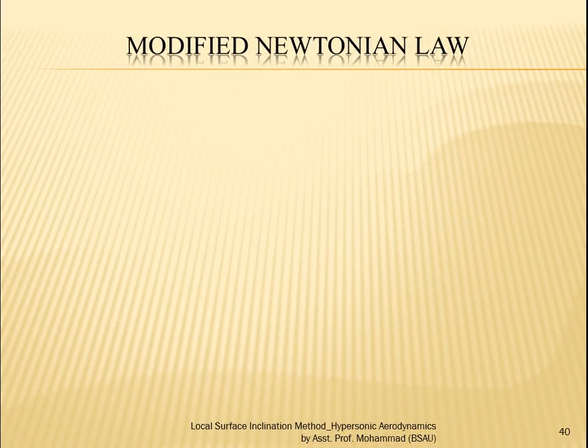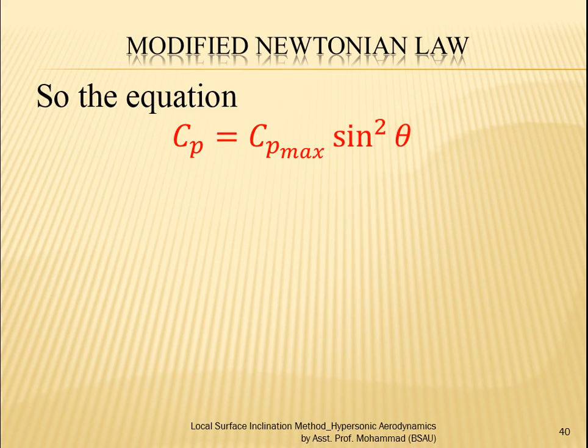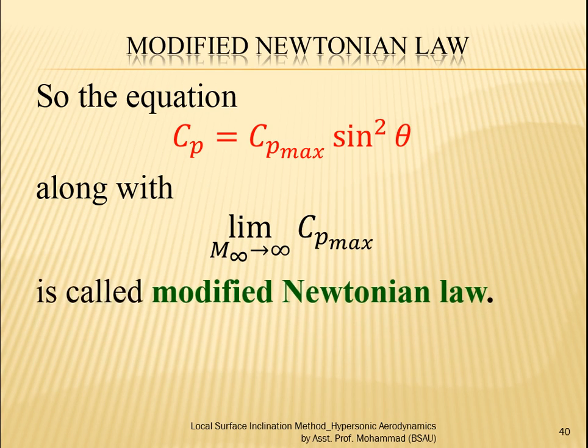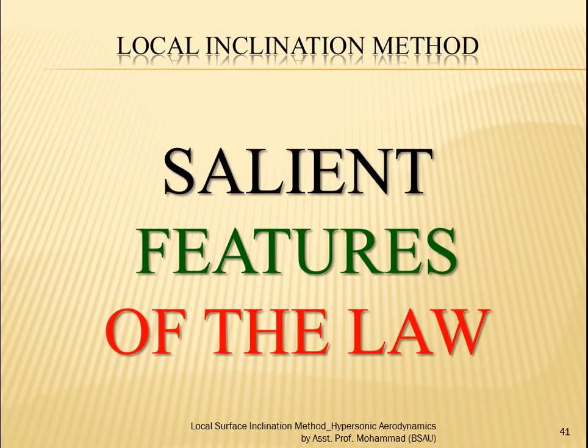Now the modified law can be summarized in a very short sentence. The equation Cp is equal to Cp max sin square theta, along with Cp max equal to the limit as M infinity tends to infinity of Cp max, is called the modified Newtonian law. Let us look at some salient features of the law and how it actually affects the results.